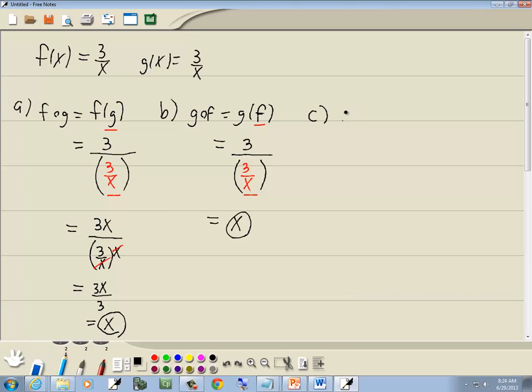Excuse me. Our last part. We want to find the composition of f and g and then plug 3 in for x. Well, we already found the composition of f and g in part A, and it was just equal to x, so we'll put 3 in for the x, and once we put 3 in for the x, we're actually done with that. And those are the answers.